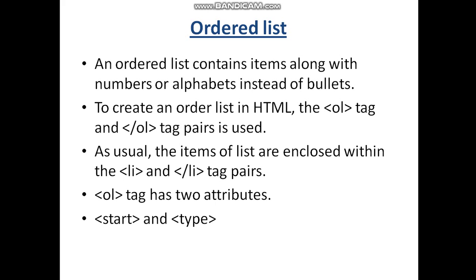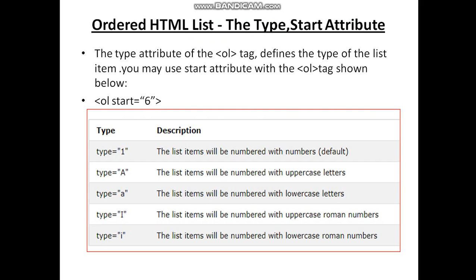Next, the OL tag has two attributes. First is start and second is type. These two attributes are used in an OL tag: the start and type attributes of the ordered HTML list.